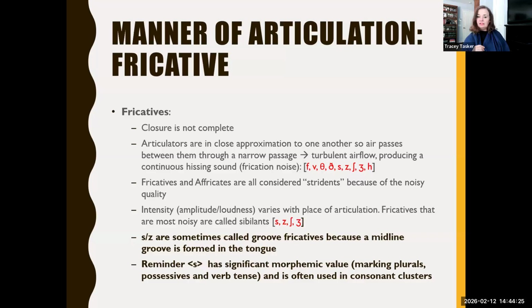Just a reminder that the letter S has morphemic value. It's also a very important sound because it's often used in consonant clusters, and we use a lot of consonant clusters in English. So just something to be aware of. It's a very important sound. It's a frequently occurring sound in the English language because it has so much other grammar value, let's say.